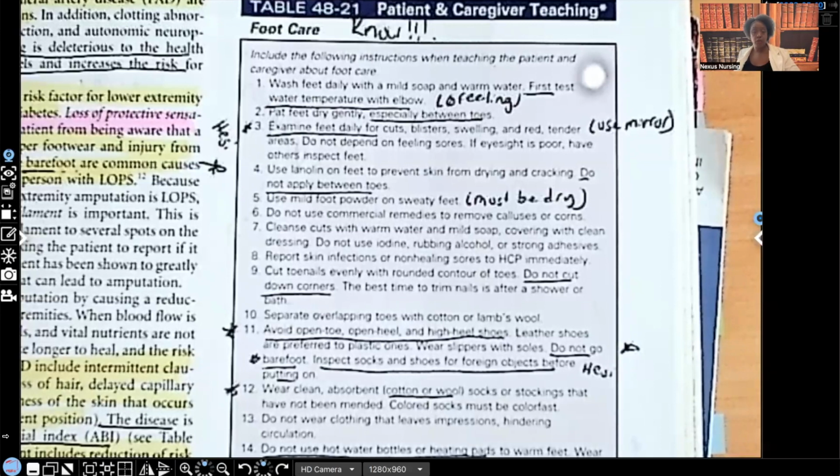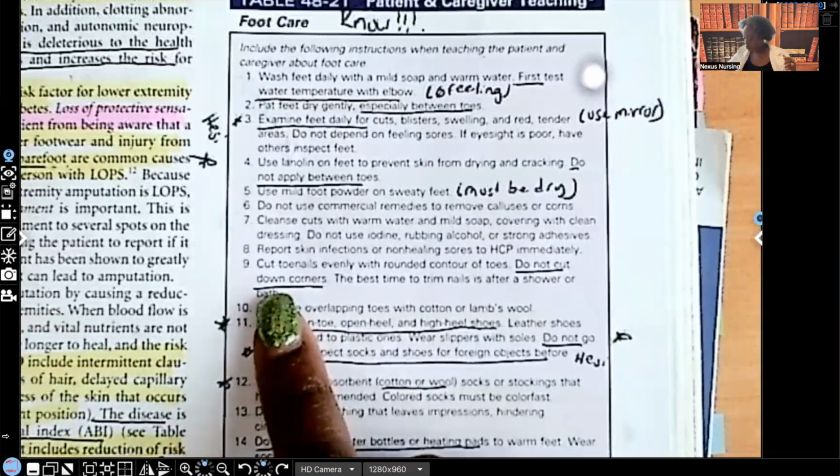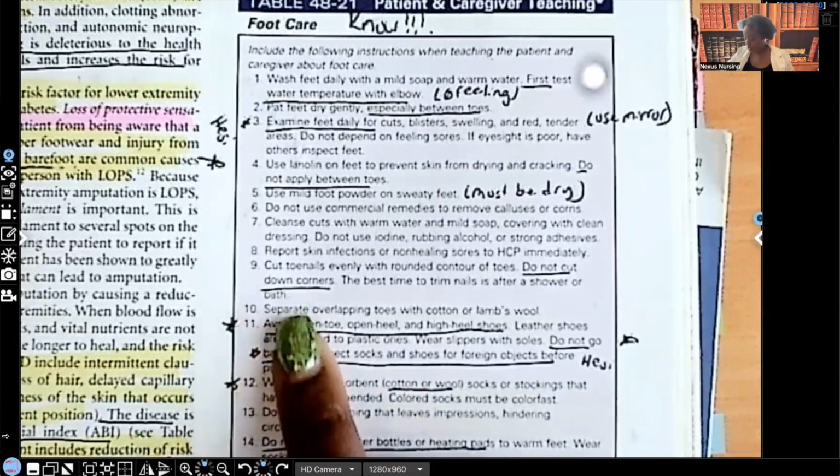But when you're teaching them, you're going to teach them to cut their toenails straight across. This is very important. Make sure you guys understand it. As a nurse, you never cut a diabetic patient's toenails. But the diabetic patient, they can cut their own toenails. They don't have to wait to go to the podiatrist. They shouldn't wait to go to the podiatrist. They cut their toenails straight across. Do not cut down corners. That's how the patient can end up getting ingrown toenails and cuts and all other types of issues. So they're going to cut straight across. They're going to file straight across.